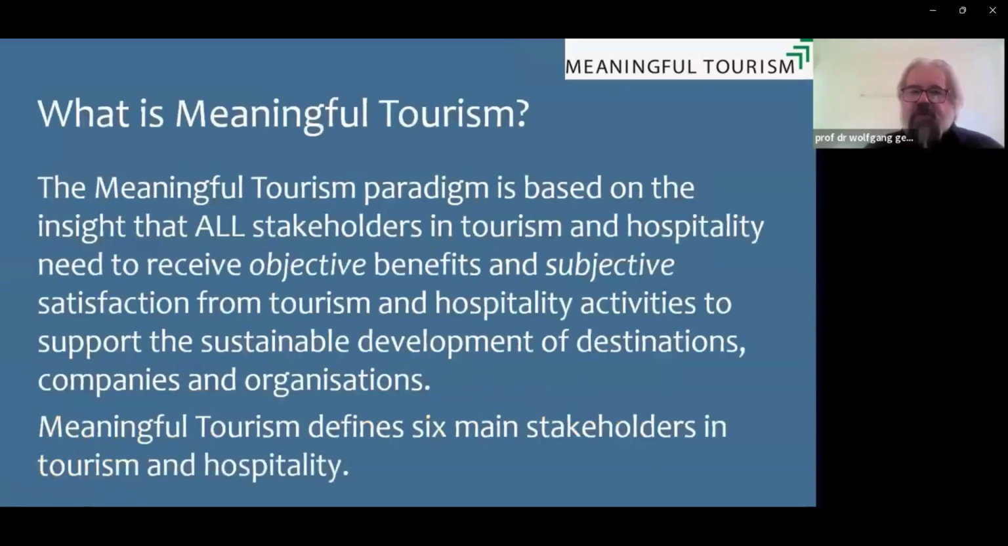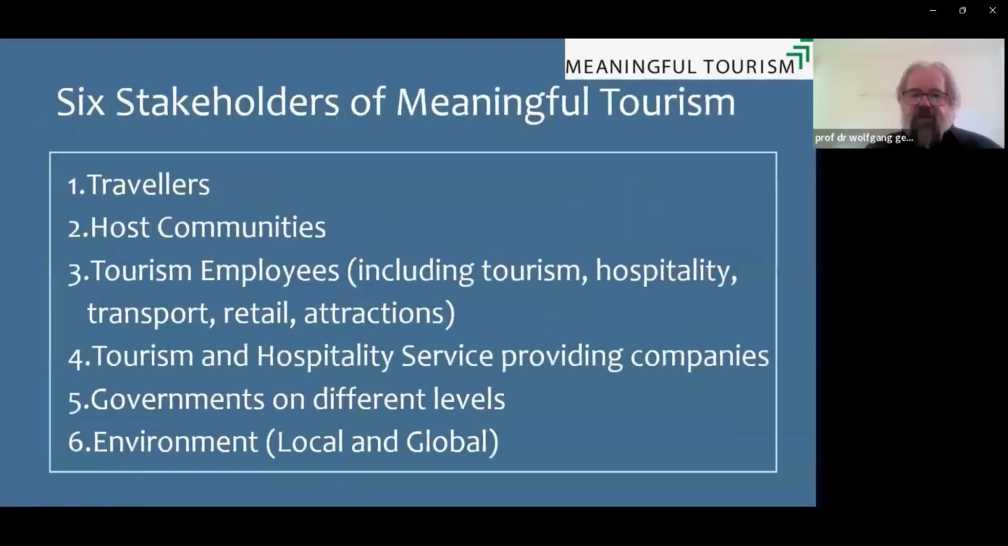So here, just let me remind you that meaningful tourism is based on the insight that all stakeholders have to have objective benefits and subjective satisfactions. And the 6 main stakeholders are the travelers, the host community, the employees, the companies, the governments, and the environment.